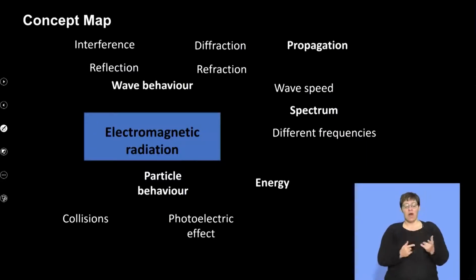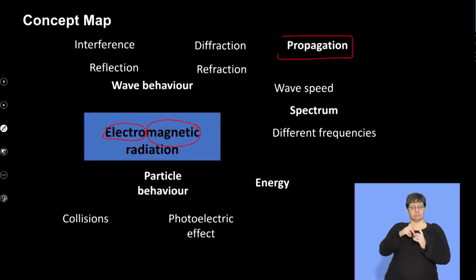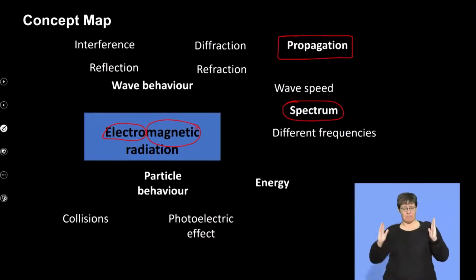Obviously, as part of our investigation, we're going to be looking at the electro and magnetic aspects of electromagnetic radiation. But as part of that, we're going to be linking it to how electromagnetic radiation propagates from one place to another, and what different types of electromagnetic radiation we find in the spectrum of electromagnetic radiation.